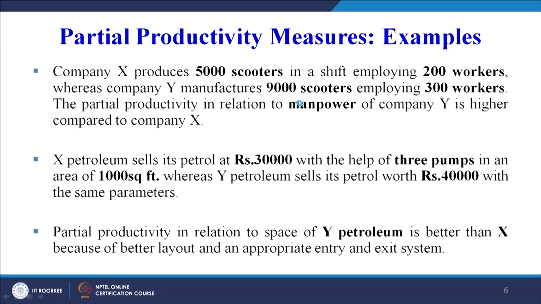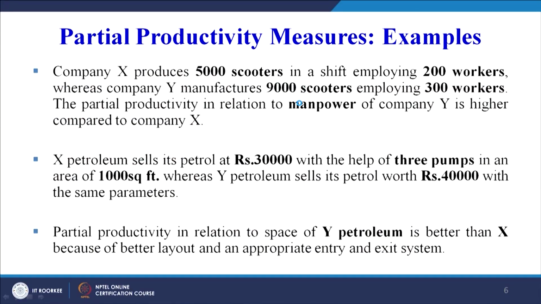Company X produces 5,000 scooters in a shift employing 200 workers, whereas company Y manufactures 9,000 scooters employing 300 workers per shift. So the partial productivity in relation to manpower, we are only now taking manpower as the input. Output is 5,000 scooters for company X and 9,000 scooters for company Y. So we can very easily calculate the partial productivity in relation to manpower as the input for Y is higher as compared to X.